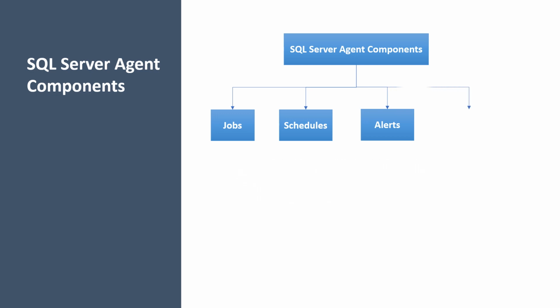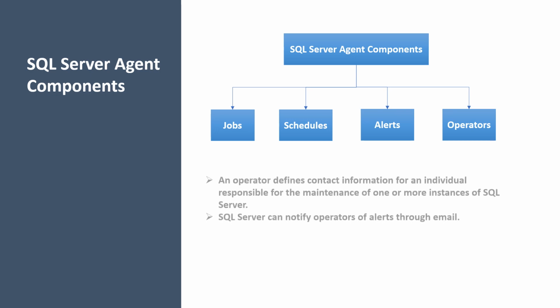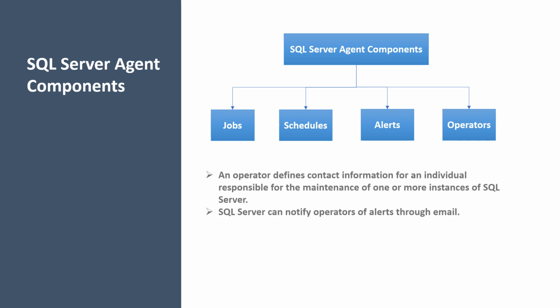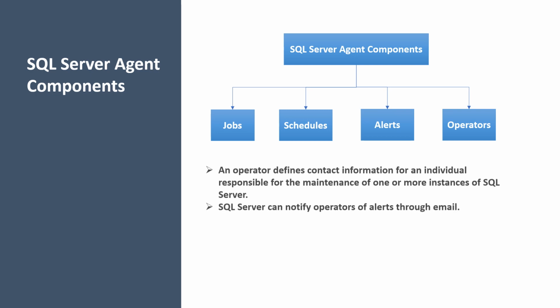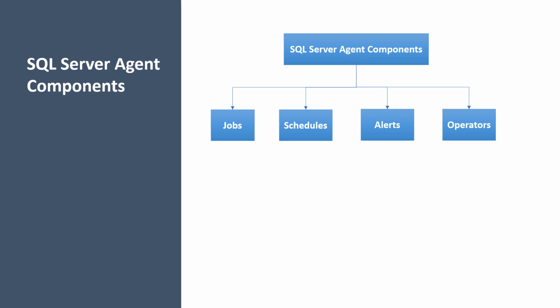The fourth one is the Operators component. An operator defines contact information for an individual responsible for the maintenance of one or more instances of SQL Server. SQL Server can notify operators of alerts through email. So, these 4 components enable a DBA to automate their day-to-day tasks.